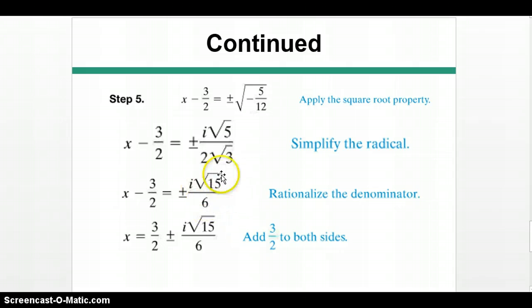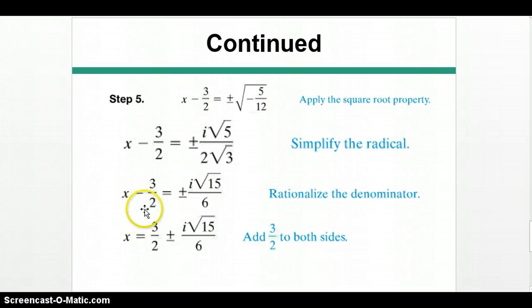To rationalize the denominator, you have to multiply the numerator and denominator by the square root of 3. If you multiply the square root of 3 with the numerator, you will get the square root of 15. If you multiply the square root of 3 with this square root of 3, you get 3, which multiplied with 2 gives 6. So x minus 3 over 2 equals plus or minus i times the square root of 15 over 6.